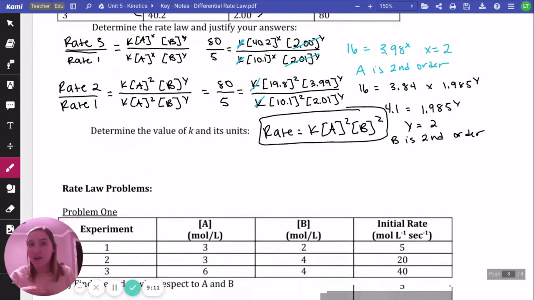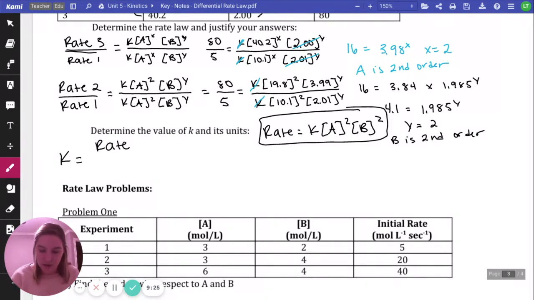Okay, but let's go ahead and answer the last part of this question. It says to determine the value of K and its units. Just like last time, we're going to manipulate our rate equation to solve for K. In this case, K is going to be equal to our rate divided by the concentration of A squared times the concentration of B squared. Since we have that, now we just plug in data values.